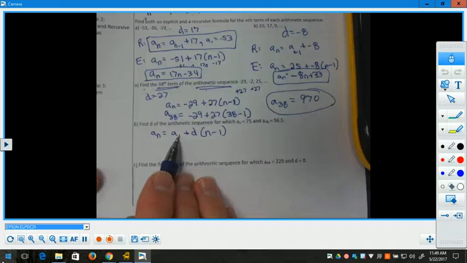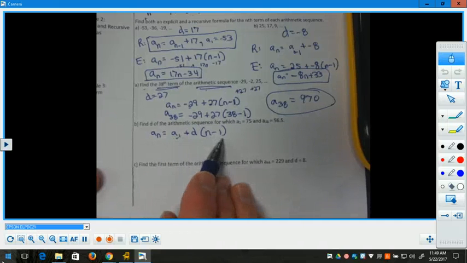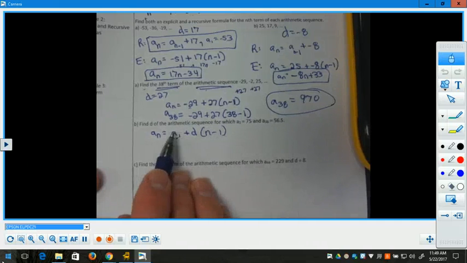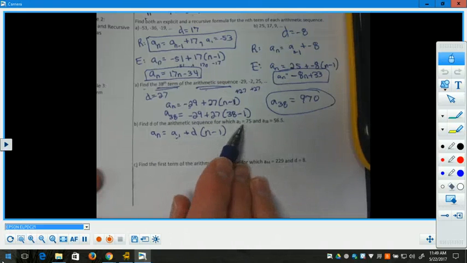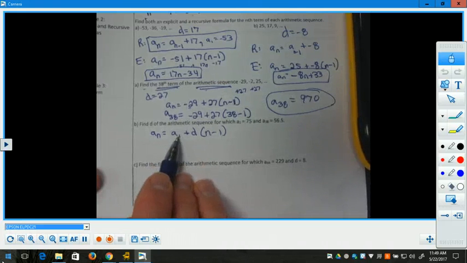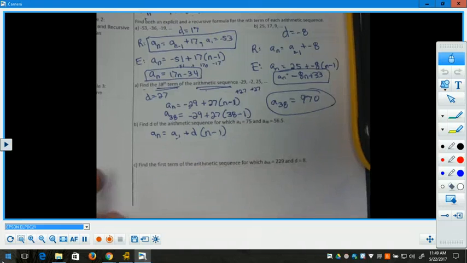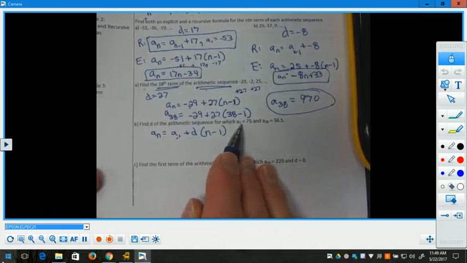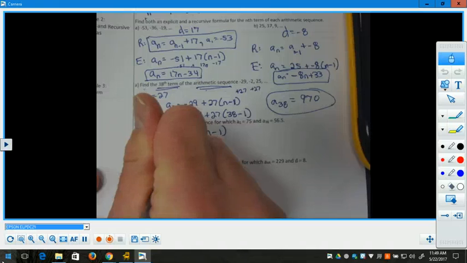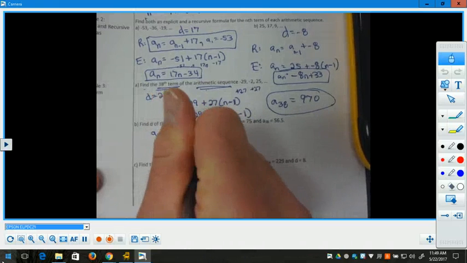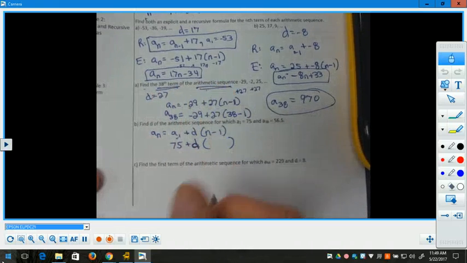Now, if they don't give me the first term, if they give me, let's say, the second term, then I'd put a 2 here. Or if they give me the third term, if they told me a sub 3 equals 75, I'd put that number here and put a 3 here. But in this case, they do give us a sub 1, which is 75. They do not give us the common difference. That's what we're trying to find.